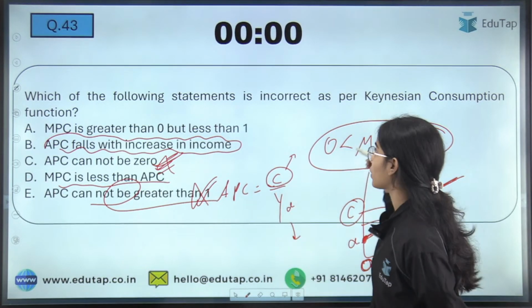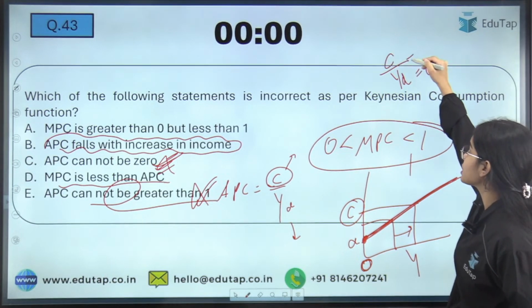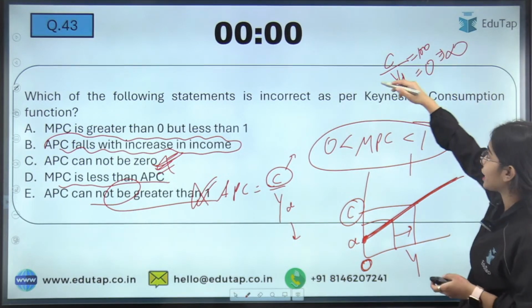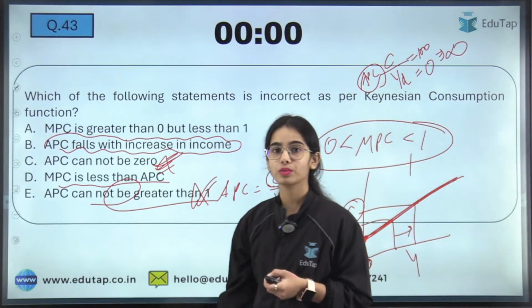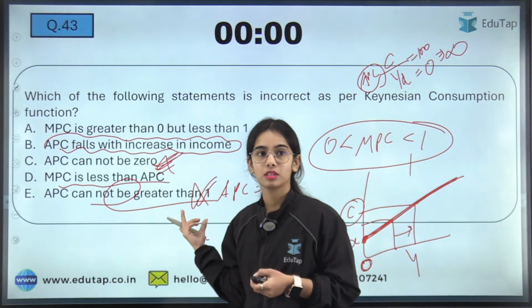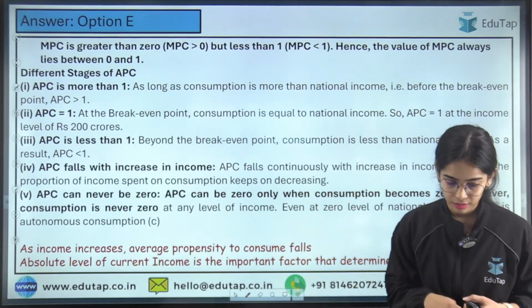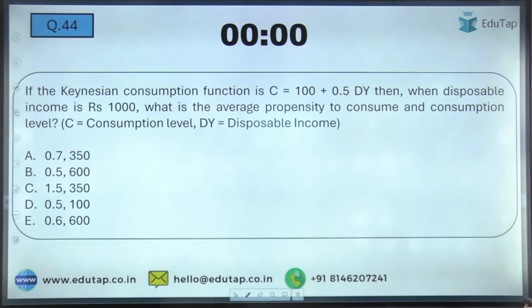APC can be greater than 1 because, as you know, with the zero level of income, still you are consuming something. Let's say you are consuming 100 units. So APC is infinite. So APC can be greater than 1. So E is the answer. That is the incorrect statement. Got it? E is the answer here. Yes, so you can read this out.